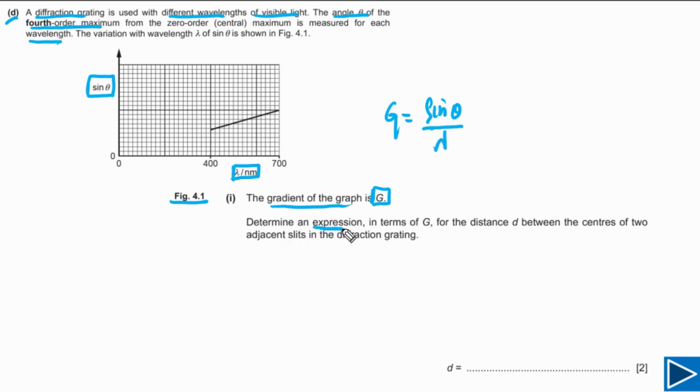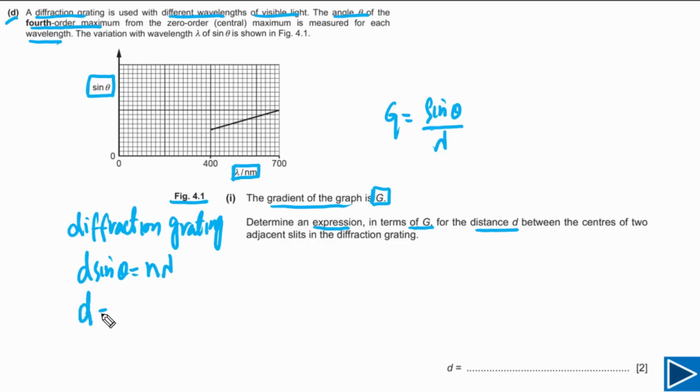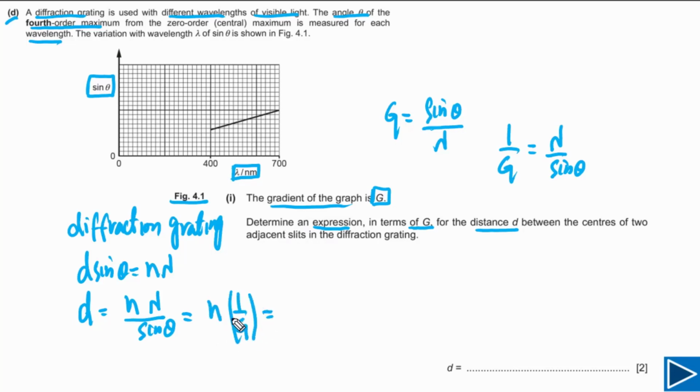We need to determine an expression in terms of capital G for the distance d. So first you can start from here. For a diffraction grating, we understand d sine theta is equal to n lambda. We need to find d. So simply we can write down d is equal to n lambda over sine theta. If we look at g, this is equal to sine theta over lambda. If we write down 1 over g, this will be equal to lambda over sine theta. Now we can simply replace lambda over sine theta with 1 over g. In this question, it is given to us for fourth order maxima. Fourth order means n is equal to 4, and this is divided by g.